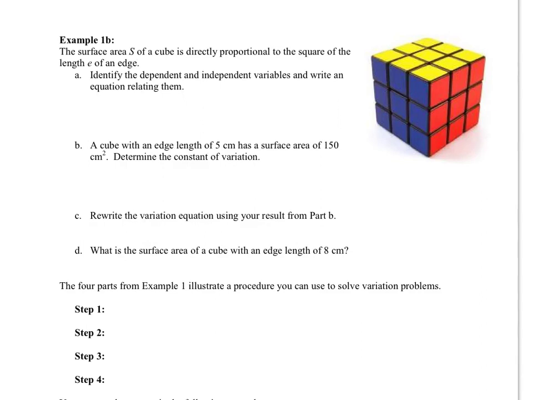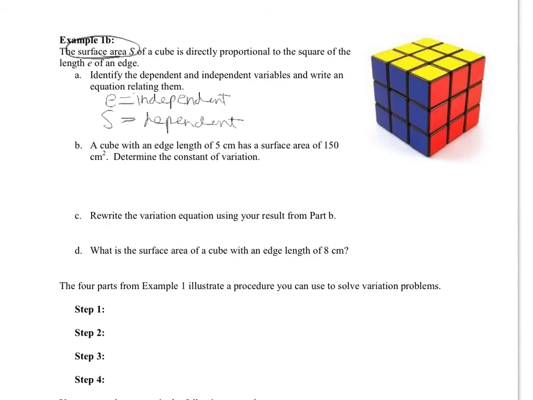Okay, we're going to keep working through some example problems. In 1b, the surface area S of a cube is directly proportional to the square of the length E of an edge. So identify the dependent and independent variables and write an equation relating them. So E is the length of an edge. That's the independent, because in order to get the surface area, we would need to know that length E. So that surface area S, which they talk about, is the dependent. It is depending on that length E in order to solve that surface area.